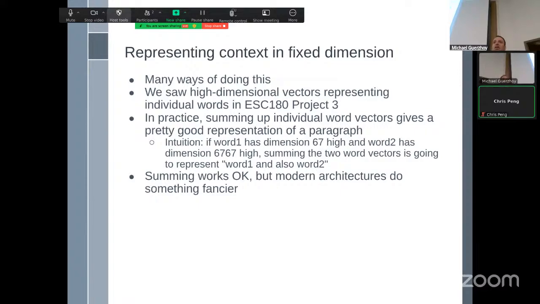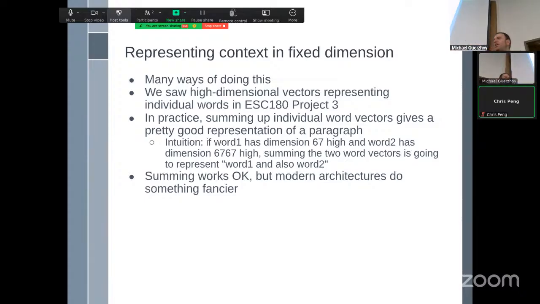But that's just one word. What about a context, a whole prompt? That's multiple words, and not even a fixed number of words. Again, there are more sophisticated ways of doing it, but what I'm about to say also works. You could just add up all the word vectors from the paragraph together. That's going to be the same dimension. You just add them up, and that's going to actually work pretty well.